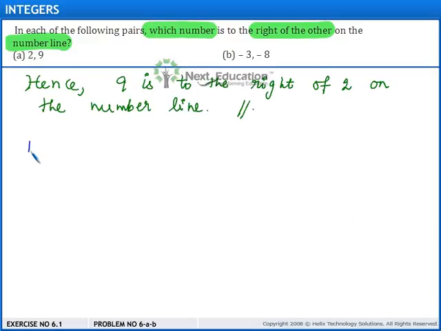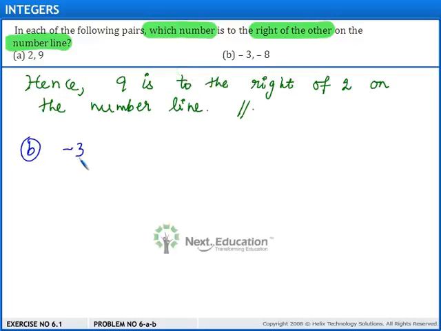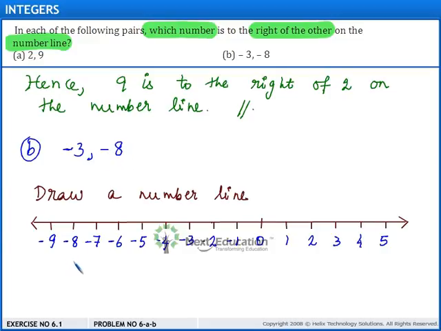In part B, we are given two numbers. They are -3 and -8. Let us draw a number line. So, on a number line, the points are marked at equal distance. The points which are to the right of 0 are positive and the points which are left of 0 are negative.